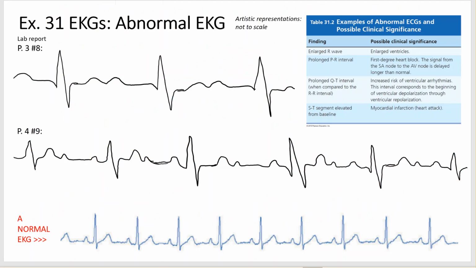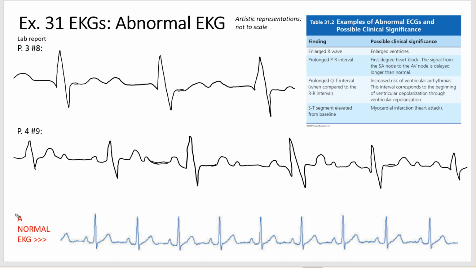So on this slide, I just summed up the two possible abnormal EKGs you look at. So here's the one from page 3, number 8, and here's the one we just looked at, page 4, number 9. Please note these are artistic representations. I just drew them freehand, so they're not to scale. There's no squares or anything that you can count. This distance right here doesn't necessarily mean anything.